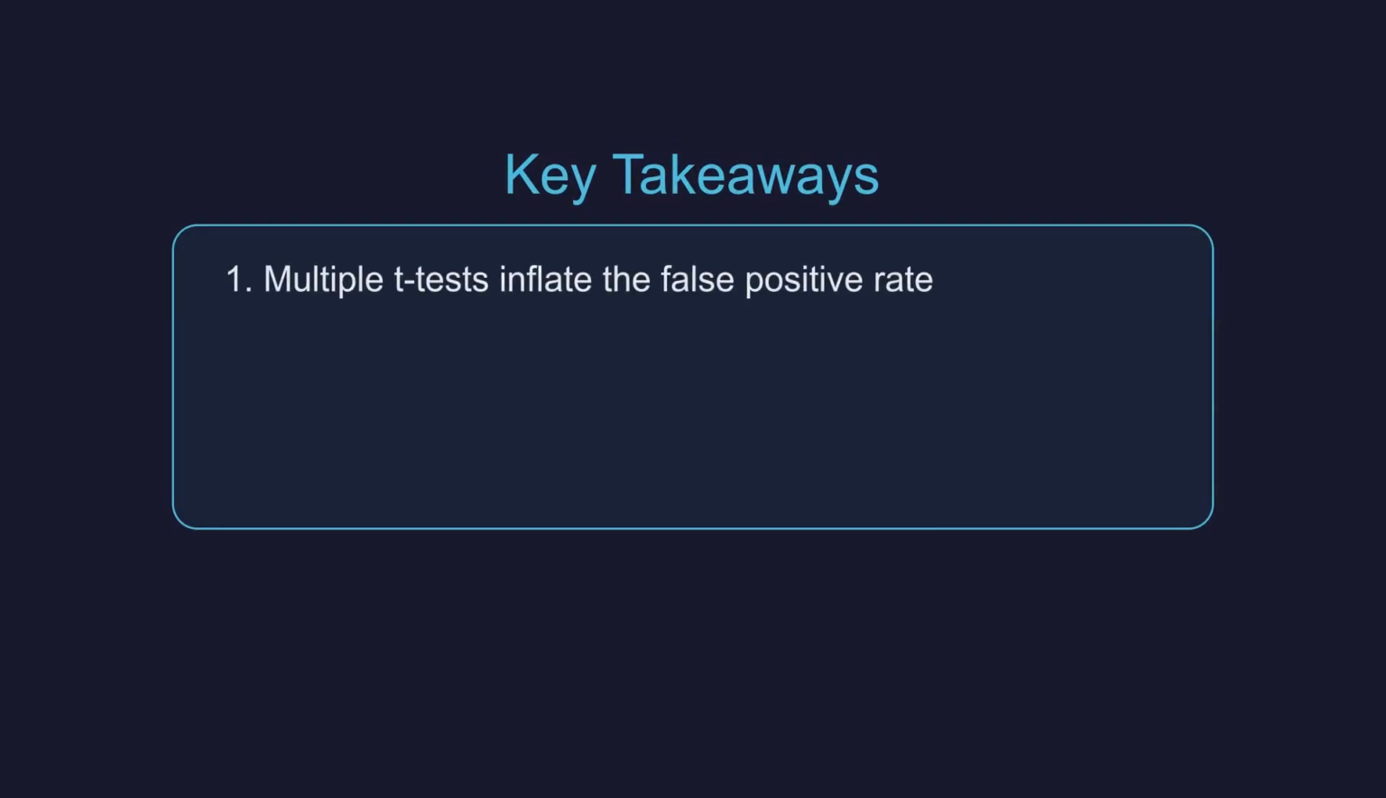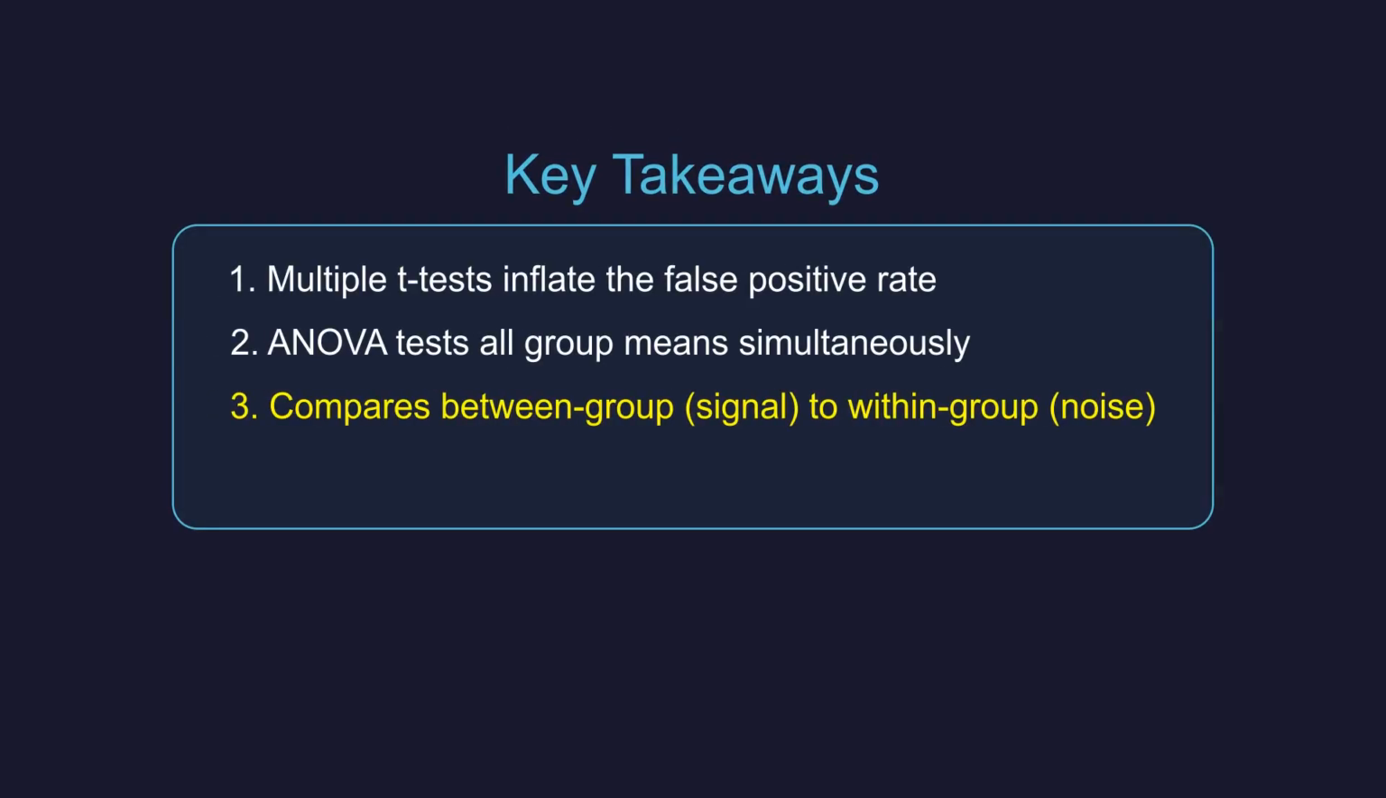To recap, multiple t-tests inflate the family-wise error rate. ANOVA solves this by testing all group means at once. It compares the between-group signal to the within-group noise, and the alternative hypothesis simply says at least one mean differs.